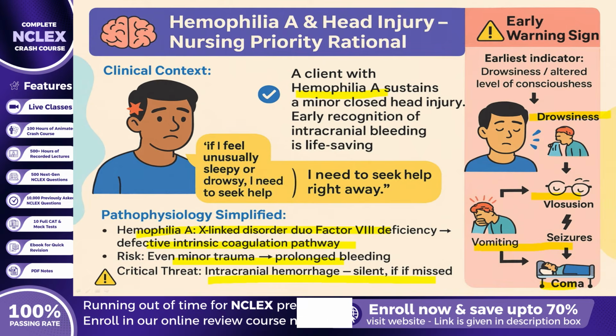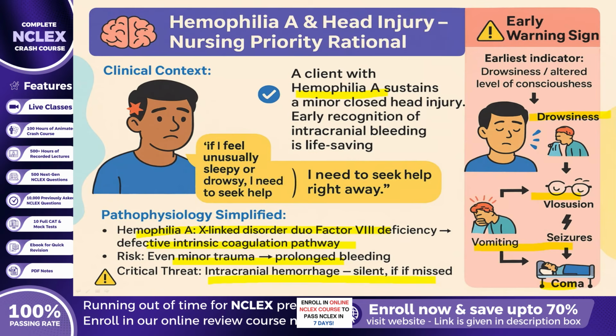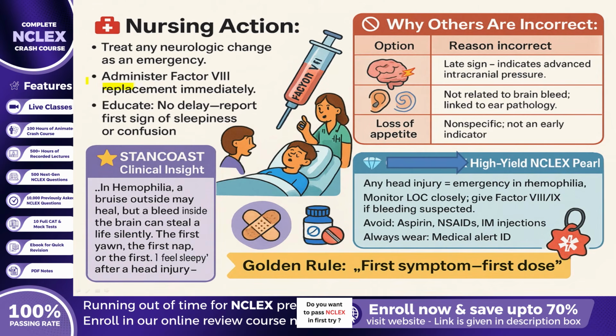As the pressure builds, more severe signs follow, such as persistent headache, vomiting, blurred vision, unequal pupils, weakness, and later seizures or coma. Prompt identification and administration of Factor VIII, replacement or recombinant anti-hemophilic factor, can prevent permanent neurological damage or death. Nurses must reinforce that in clients with hemophilia, any change in alertness, no matter how mild, should be treated as an emergency. Now let us examine why the other options are incorrect.